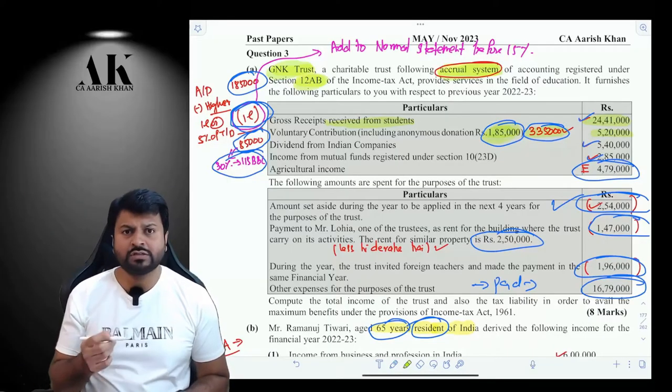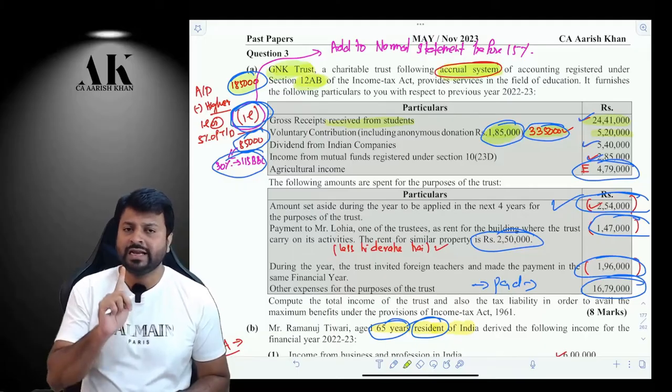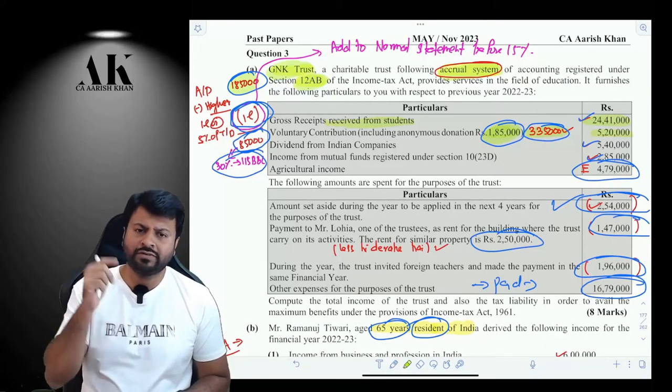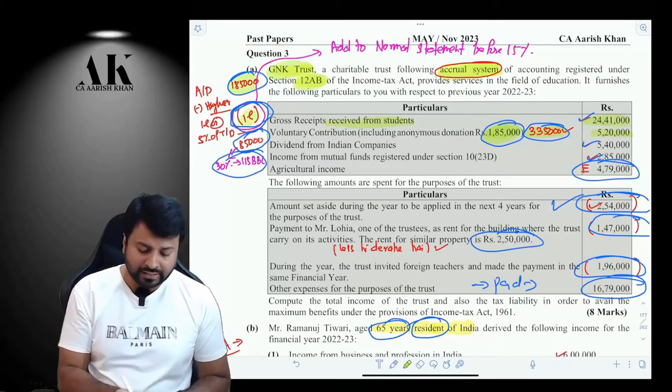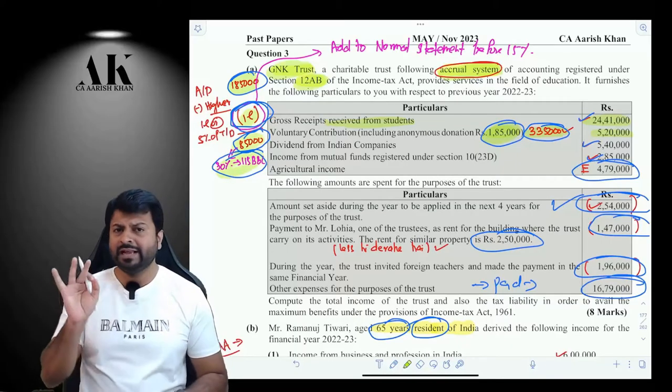Now, for anonymous donation, what will happen? 1,85,000 is your anonymous donation. You will get exemption under 115 BBC at the rate of 1 lakh or 5% of donation, whichever is higher. Therefore, higher is coming to 1 lakh. Therefore, 85,000 will be taxable at 30%.